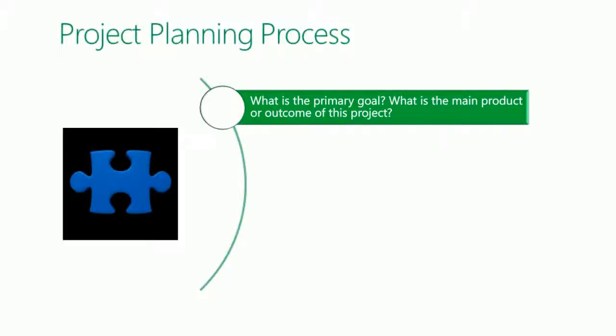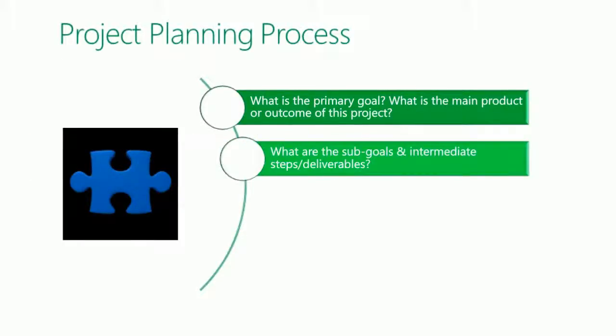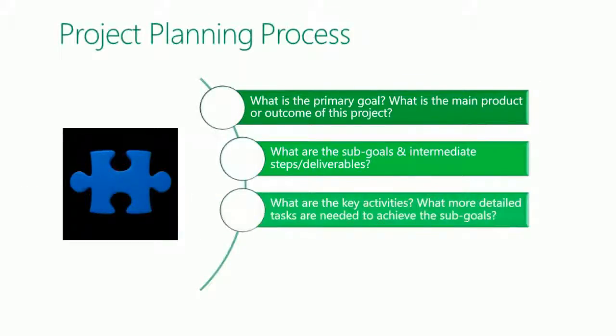It could be location dependent. It could be team dependent. So there are many different ways we can think of this. So that's one thing we have to be thinking about. What are the sub-goals and intermediate steps, or intermediate tasks, if you will, to build the deliverables? What are the key activities?